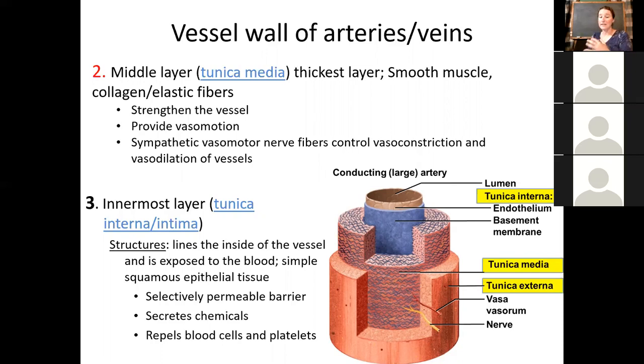Let's see, also this is a selectively permeable barrier. It generally only allows really tiny things like sugar and gases and vitamins to actually cross over. It never allows red blood cells to cross over unless it's damaged, but healthy tunica interna keeps the blood inside.